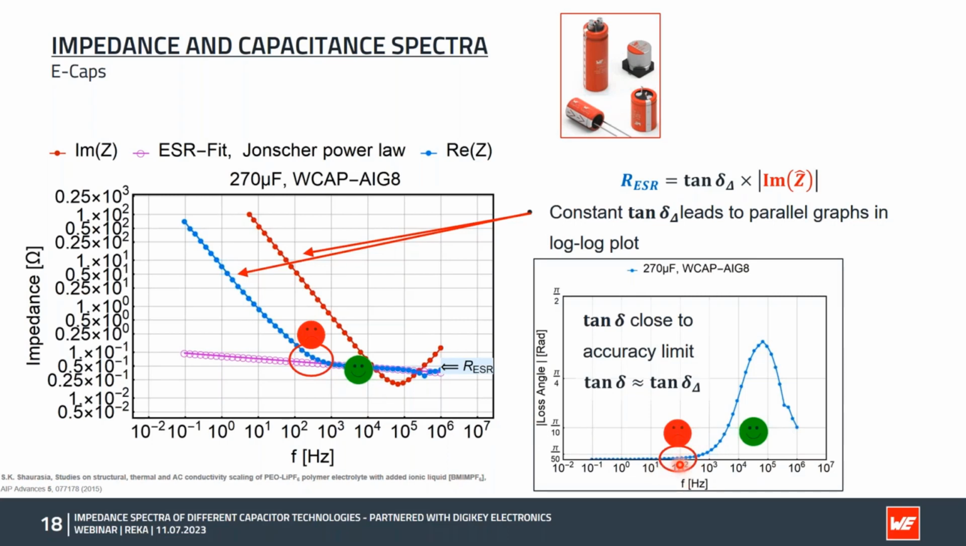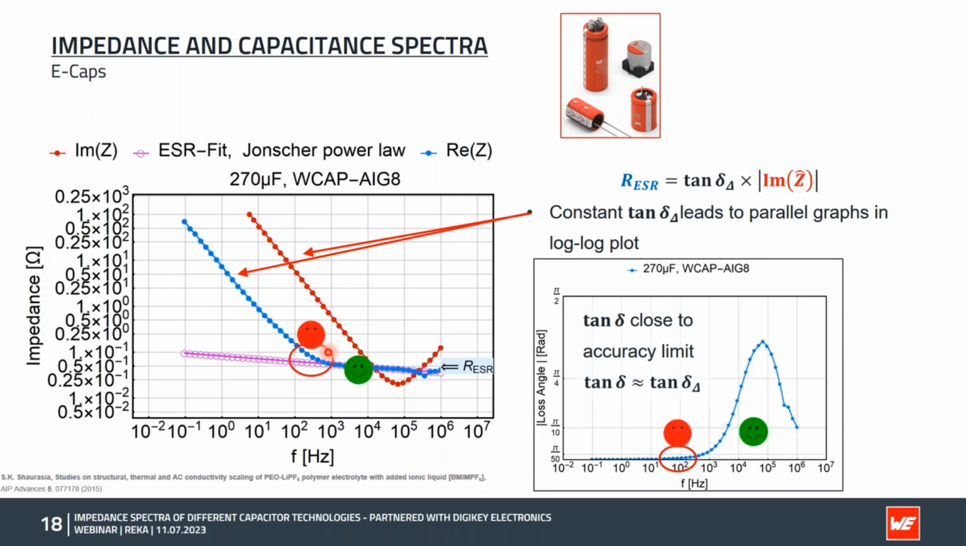I may have pointed out this detail here in more detail. This angle here, this is around the accuracy limit of the device which I'm using to actually measure this graph. So as a rule of thumb, you can keep in mind only use ESR values extracted around the minimum of the impedance or at the bottom of the impedance. The lower you get, the more likely it is that the ESR is overestimated.